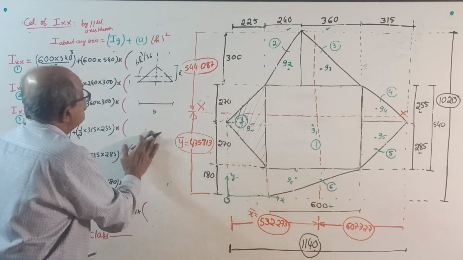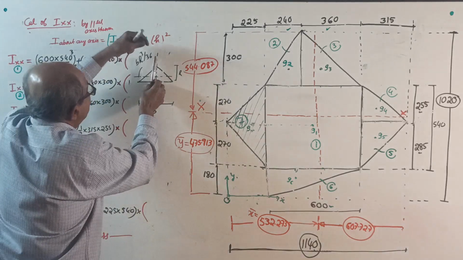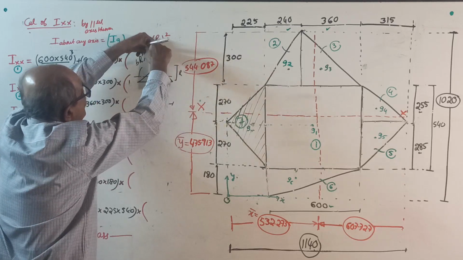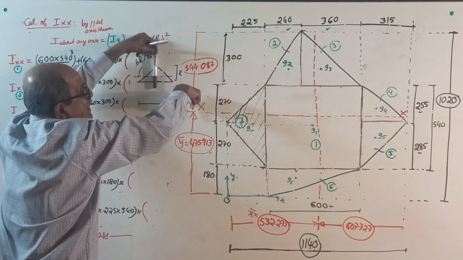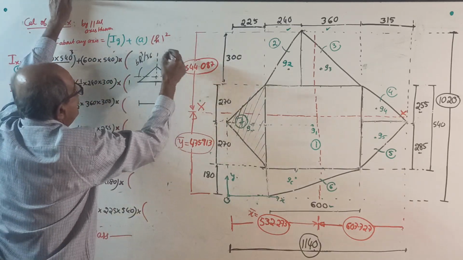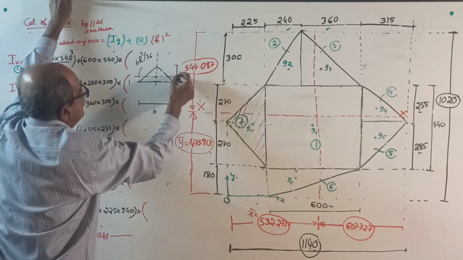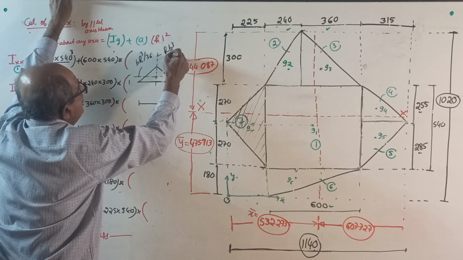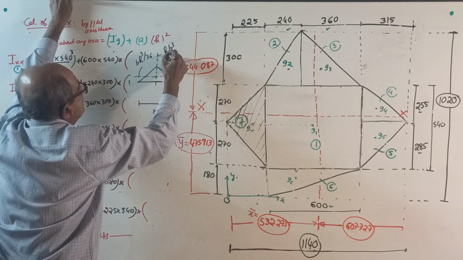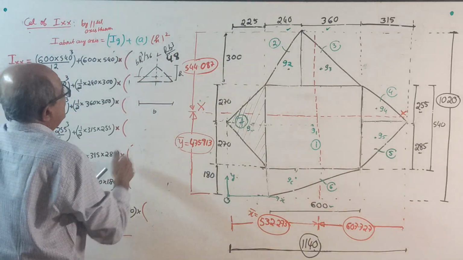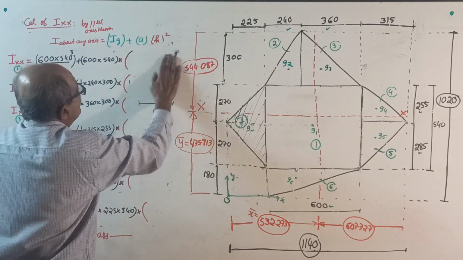Then which one first? For the axis which is parallel first, H into B cube by 48. So H into B cube by 48. I have told all this already hundreds of times.